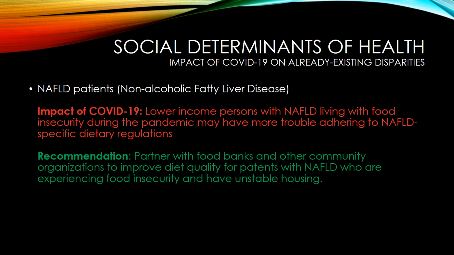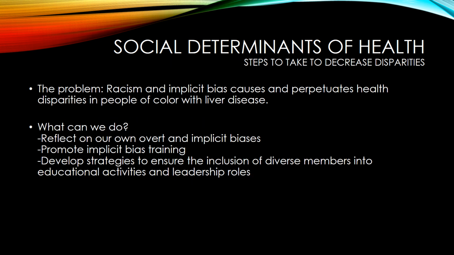We can see here that COVID-19 is adding impact on what's already an existing disparity. For example, a low-income person with non-alcoholic fatty liver disease may be living with greater food insecurity during the pandemic and thus have a harder time making the specifics of that dietary regulation that's been given to them. And so it's recommended that we partner with food banks and other community organizations to improve diet quality for patients like this, and just to improve education out there that these conditions do exist.